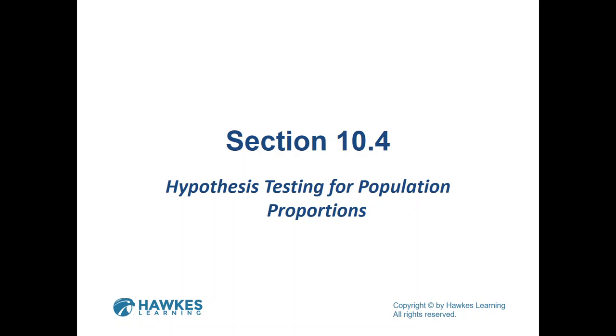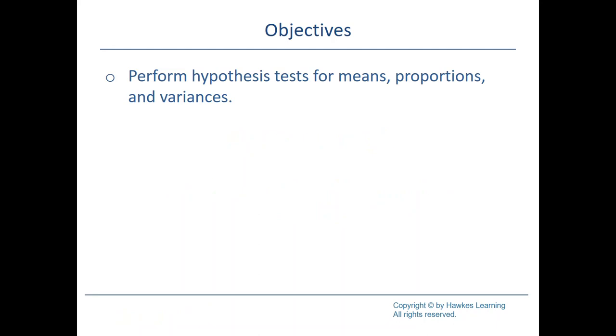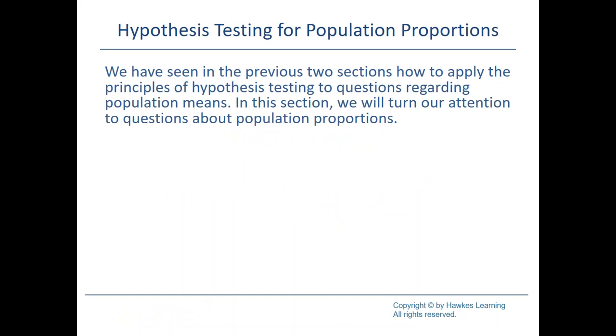Let's talk about section 10.4, hypothesis testing for the population proportions. Now, we've looked at hypothesis testing before, but this time we're going to concentrate on proportions in particular. In the two previous sections we saw how to apply the principles of hypothesis testing in regards to a population mean. Now, in this section, we're going to switch it out. Instead of a mean, it's a proportion of a population.